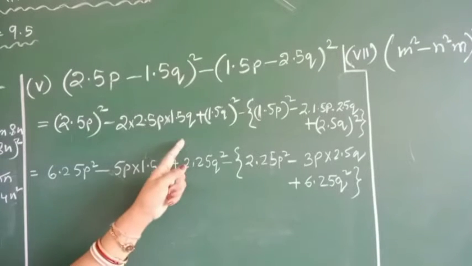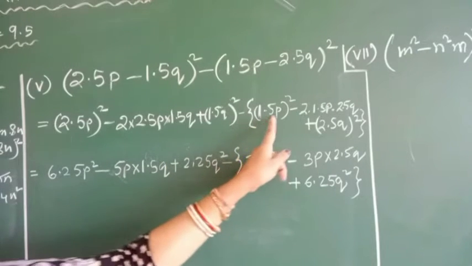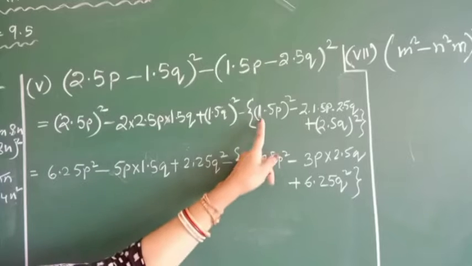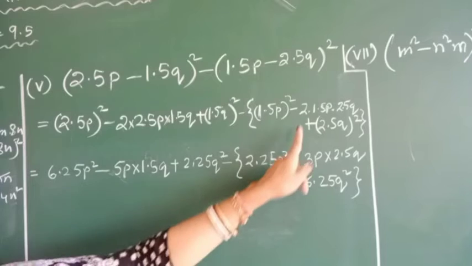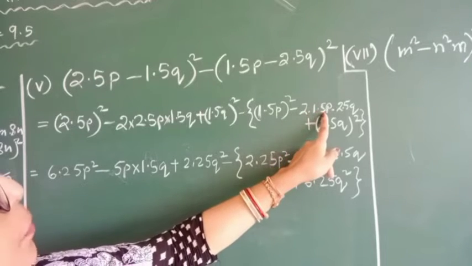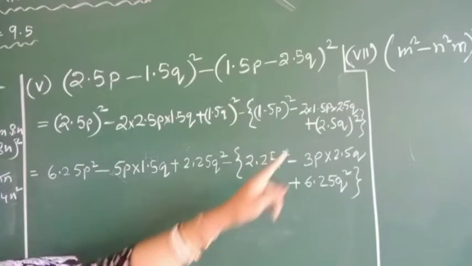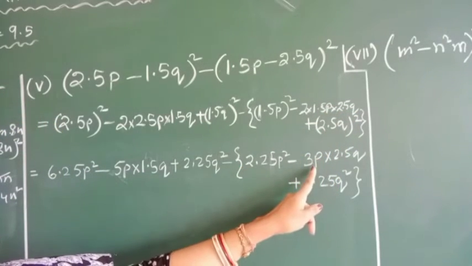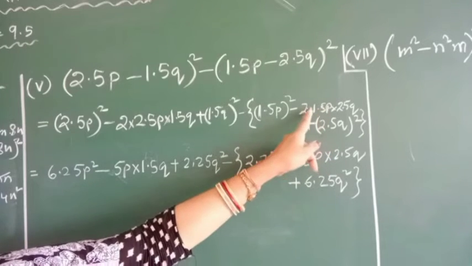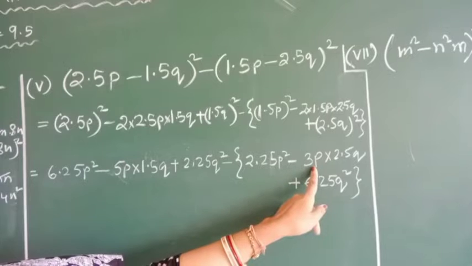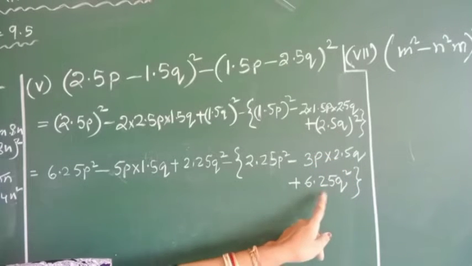Now we are writing this second minus, then the second bracket. 1.5 p square, that means 1.5 into 1.5 is 225, point decimal, so 2.25 p square. Multiply 2 into 1.5 into 2.5 q. So 3p, 2 into 15 means 30, and one point is there, that is 3p into 2.5 q, and 2.5 into 2.5 is 6.25 q square.